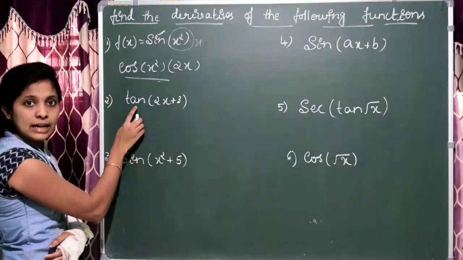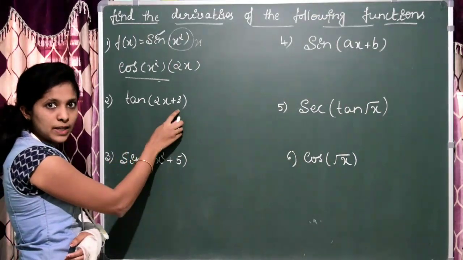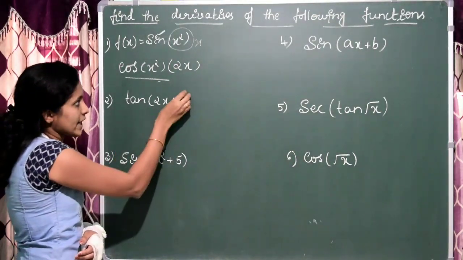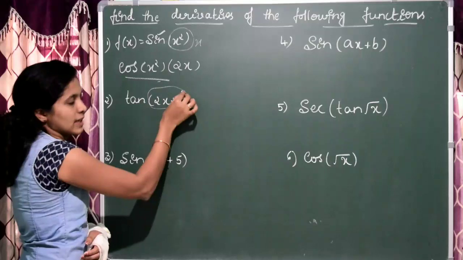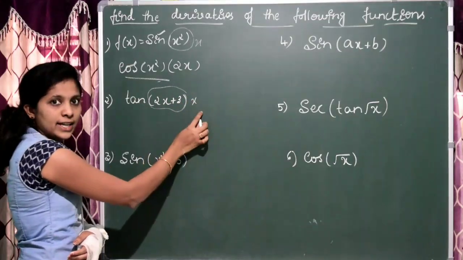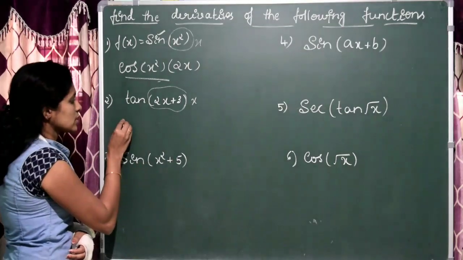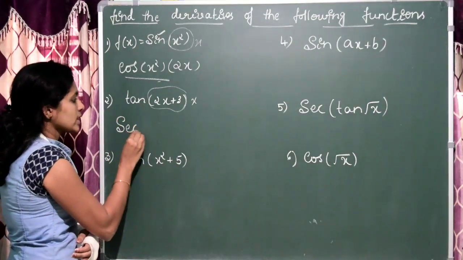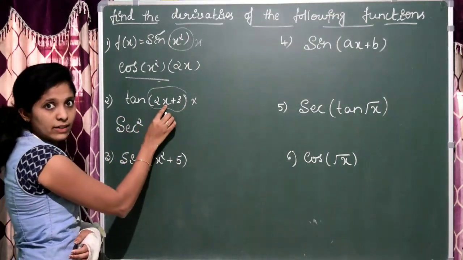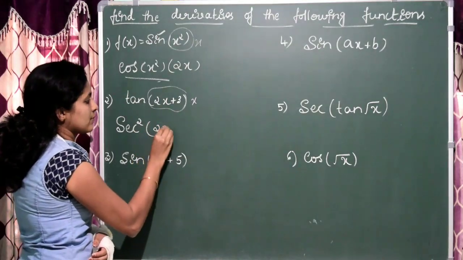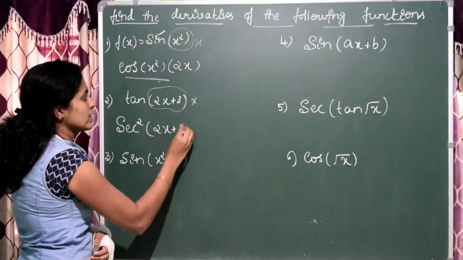Now second one, tan of 2x plus 3. Now it's of the form tan x. You have to consider this one as x. Okay, what is the derivative of tan x? Derivative of tan x is secant square x, right? So this will be now secant square. What is x here? In the place of x, here we have 2x plus 3, right? So we have done with this tan.